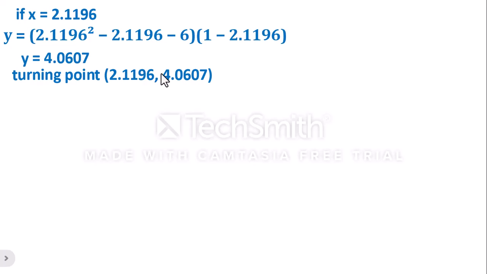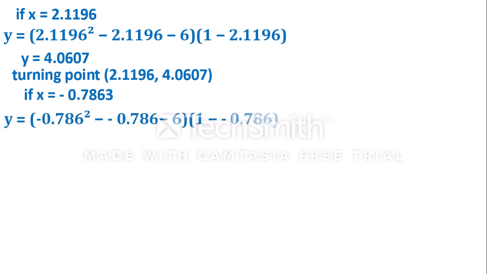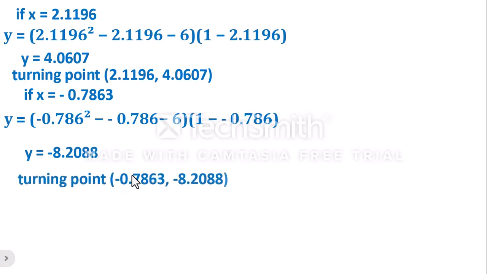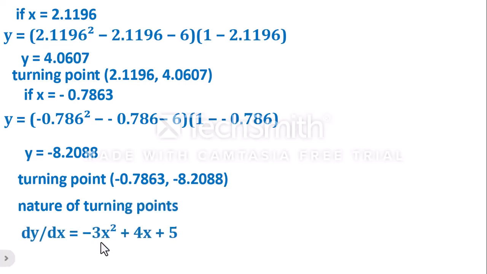If x equals negative 0.7863, the corresponding value of y is negative 8.2088. Therefore, the turning point is x as negative 0.7863 and y as negative 8.2088.